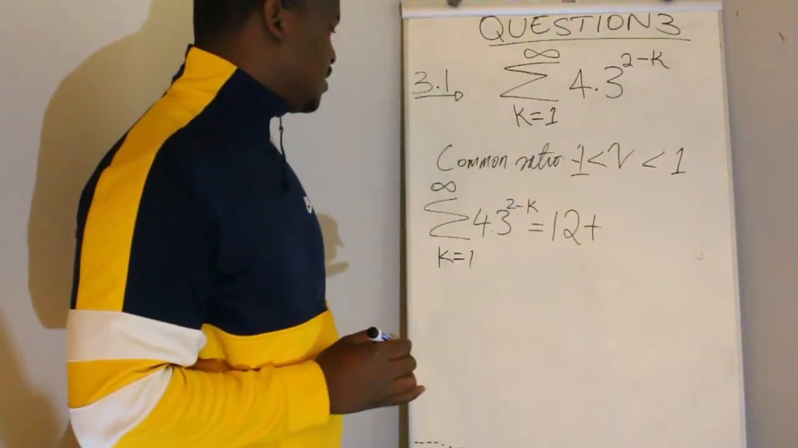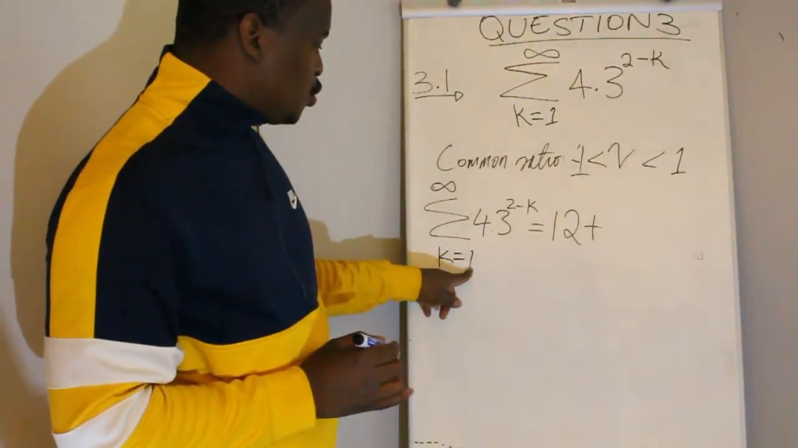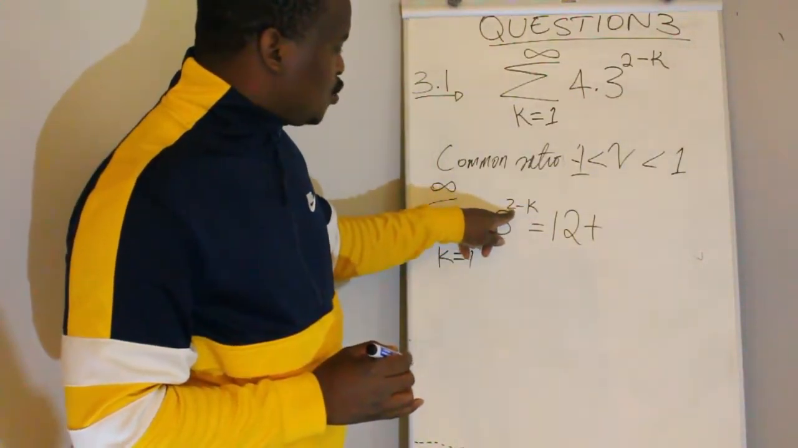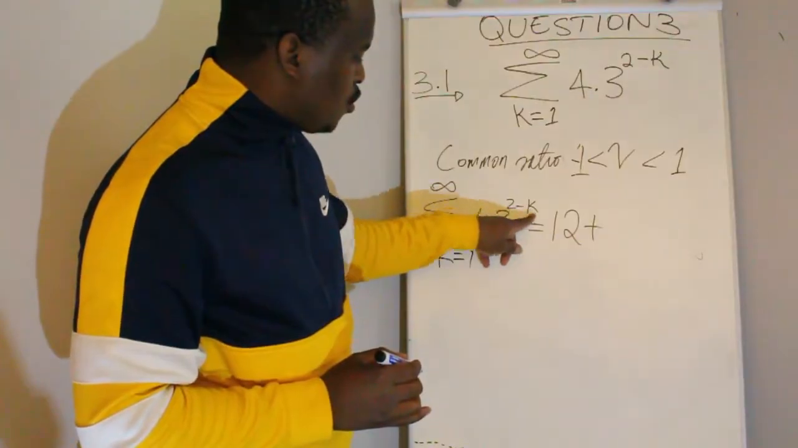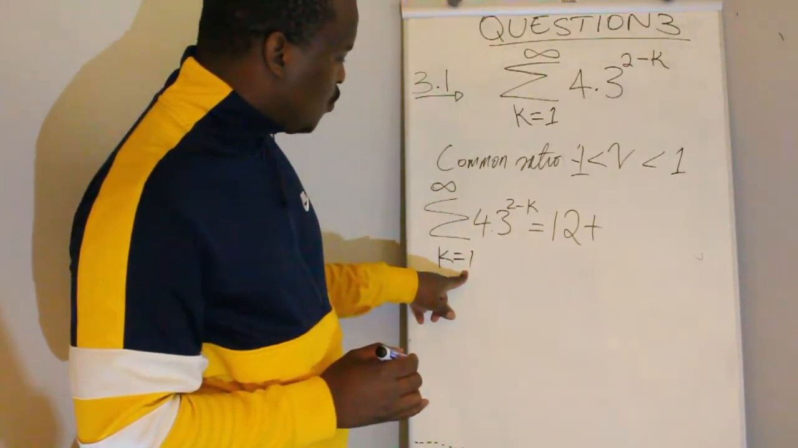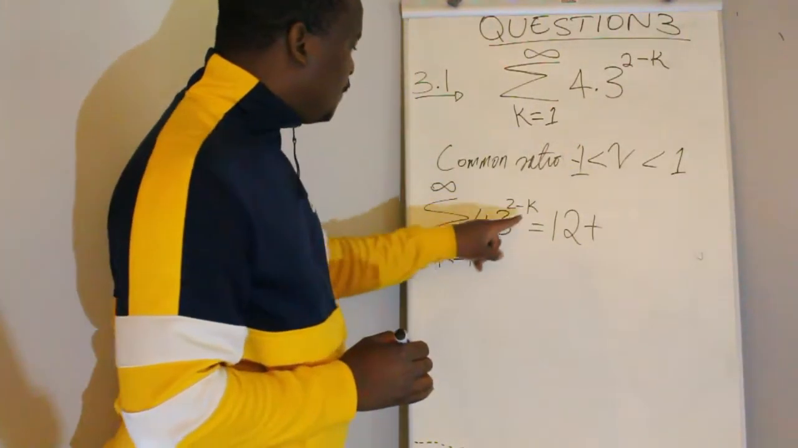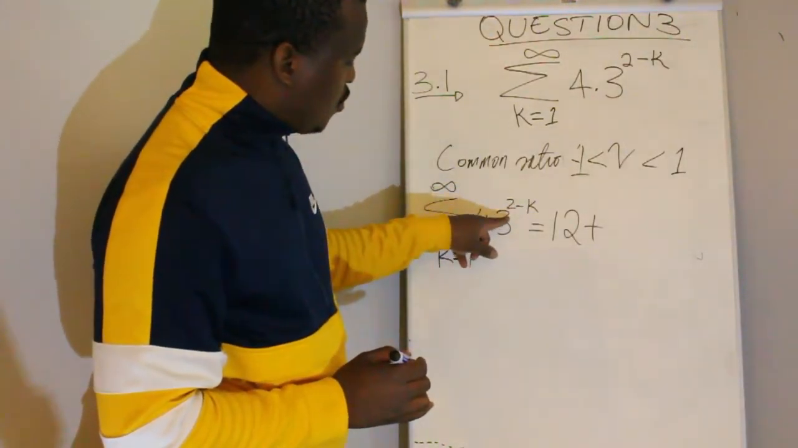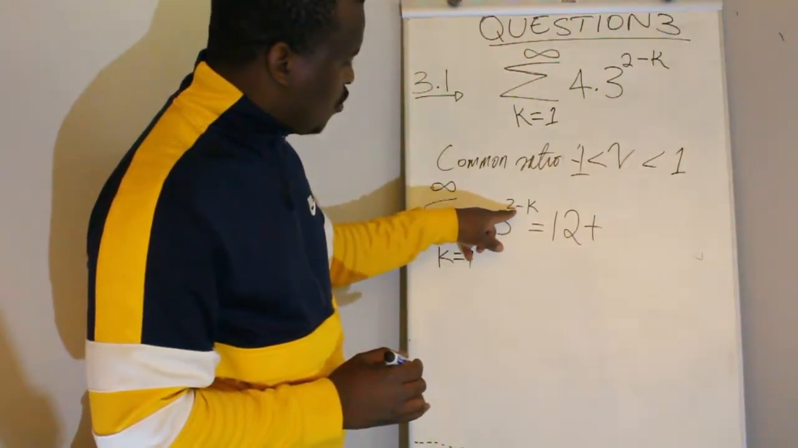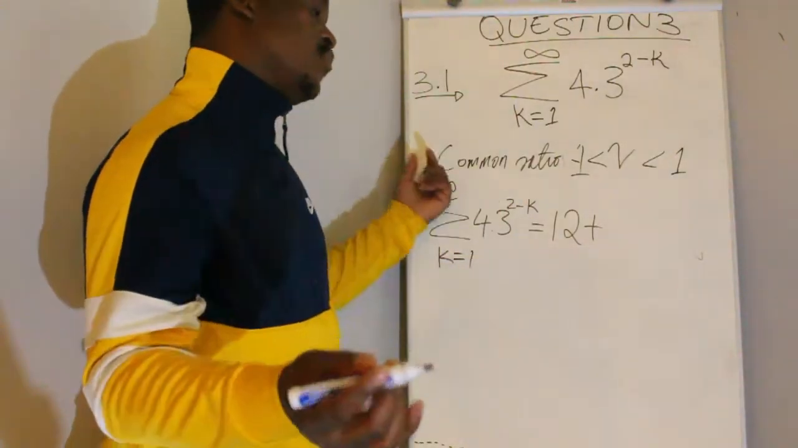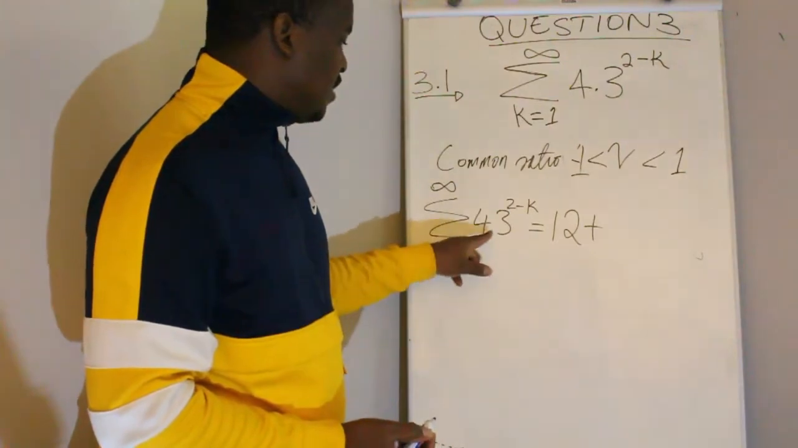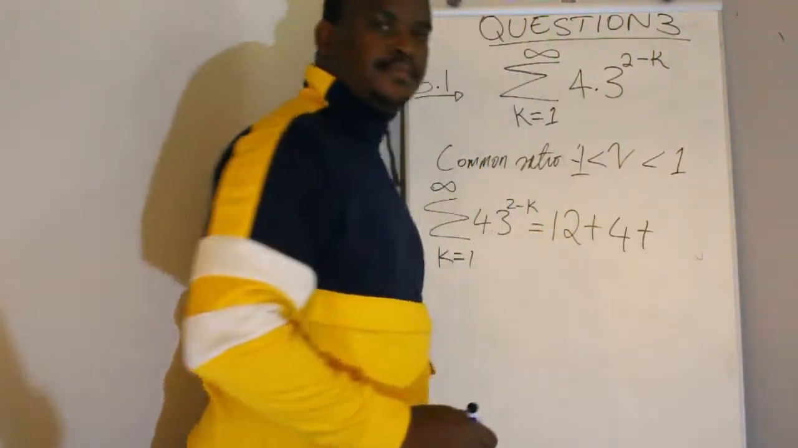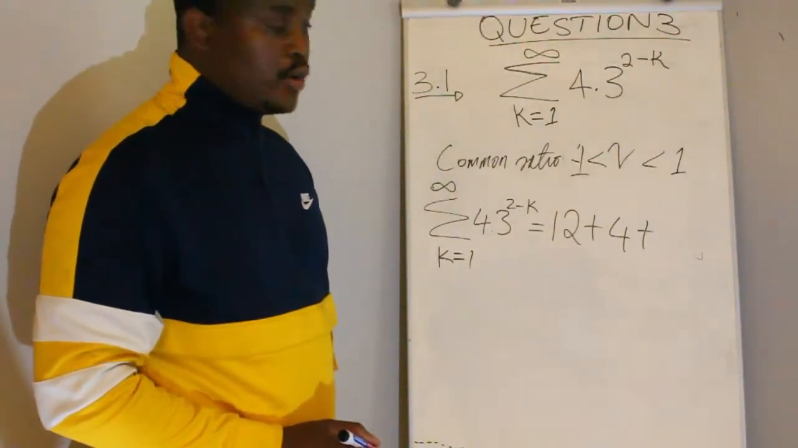Plus, it's a series. Then now you proceed, go to 2. You substitute 2 there. So it's going to be 2 minus 2, that's 0. So 3 raised to 0, that's 1. And then 4 times 1, you have 4 here, plus, continue again.